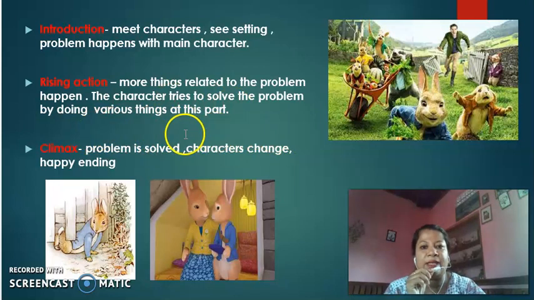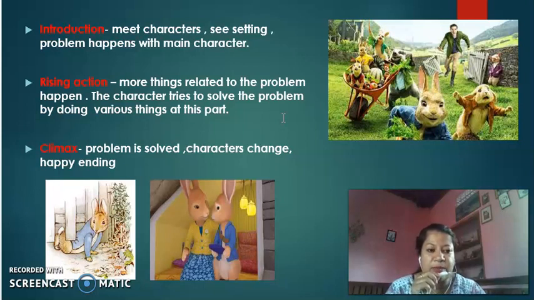So over here, the character tries to solve the problem. Over here, Peter is trying to escape and he's trying to solve the problem. He does various things, right? He hides in the pot. He starts thinking of the best way to escape. So this is your rising action.